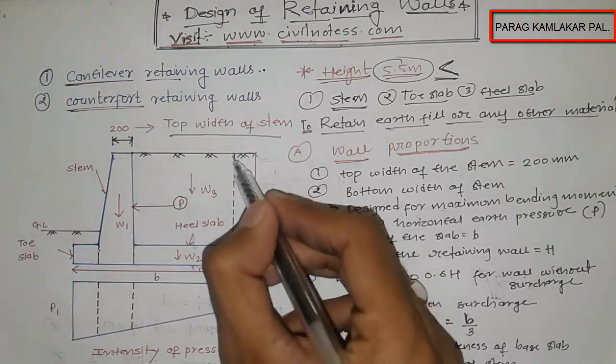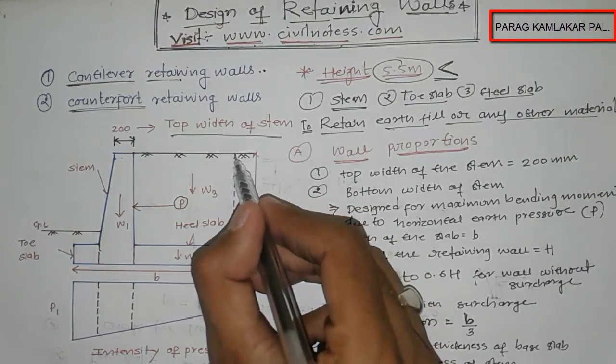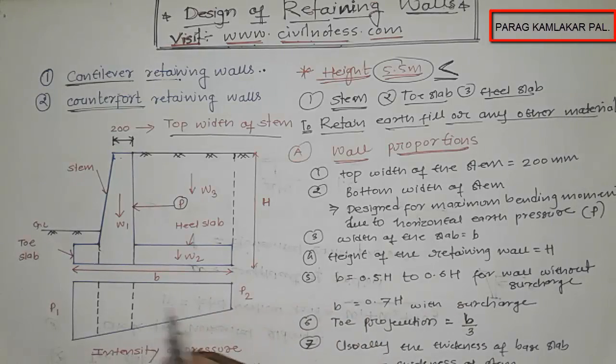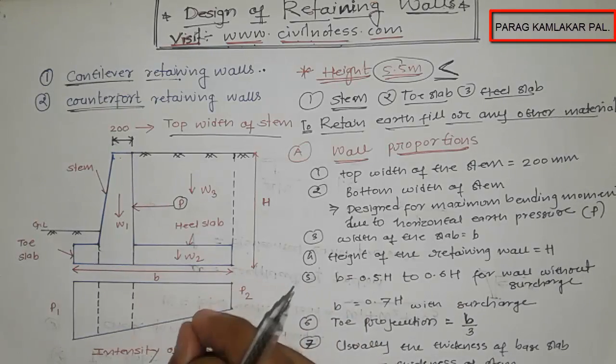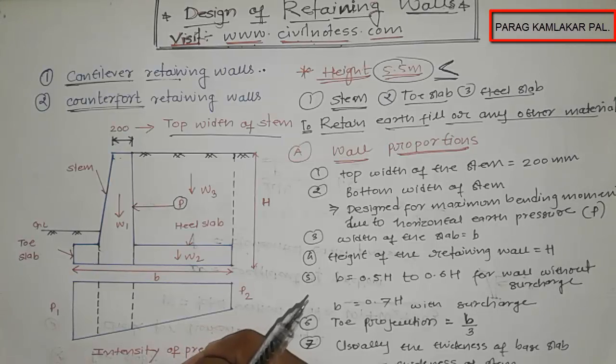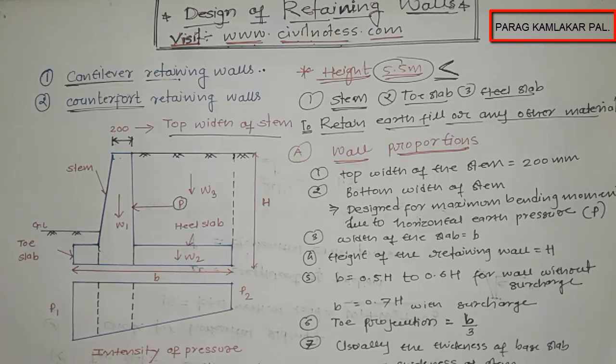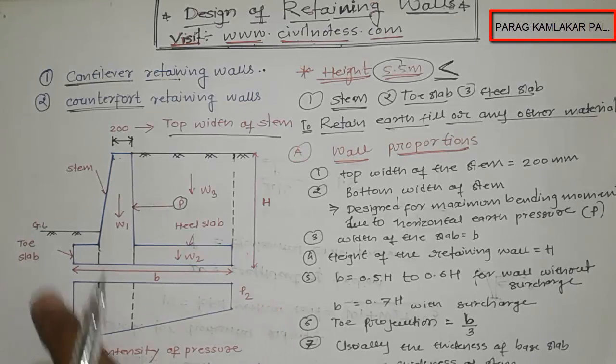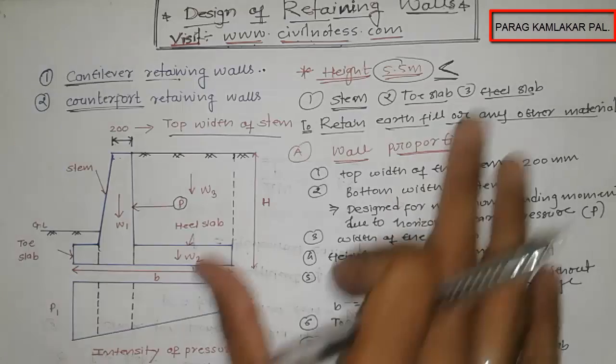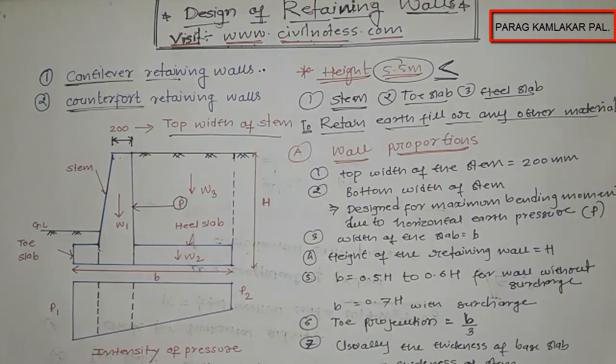This is the height from this point to the ground surface, the top surface of the retaining wall. And this is the intensity of pressure at base. How much the load varies on the base is given by this intensity of pressure at base. It is given by P1 and P2. P1 because of the toe slab, the front weight, and P2 because of this next weight. So this is the diagrammatic representation of the retaining wall. This is all about the retaining wall, guys. This is the wall proportion we discussed over here.